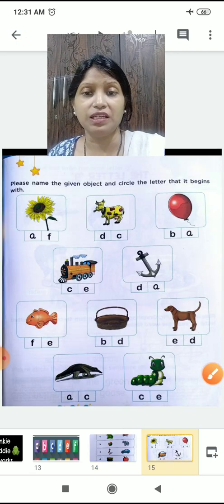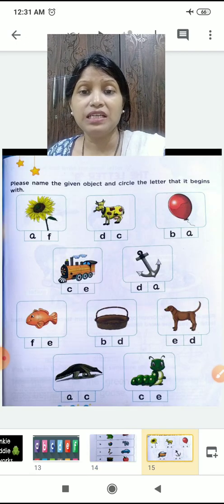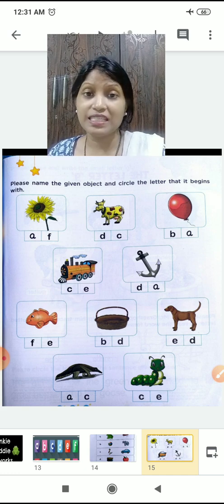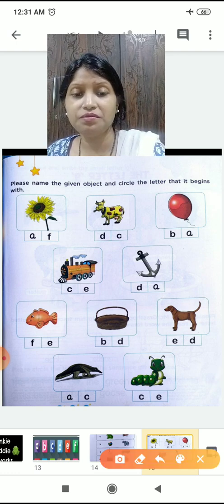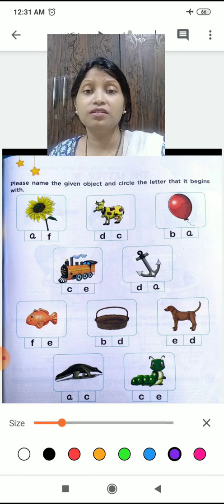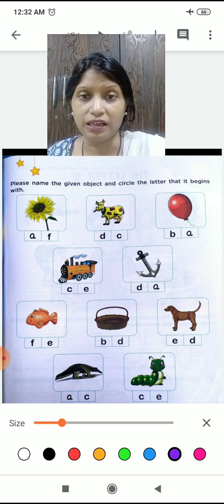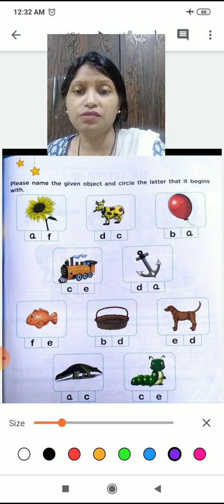Okay. Now, see. Please name the given object. This is the next worksheet. Please name the given object and circle the letter that it begins with. Same you have to do it. Now what you have to do? You do not have to identify the picture now. You have to identify the alphabet. Correct alphabet आपको बताना है. ठीक है?